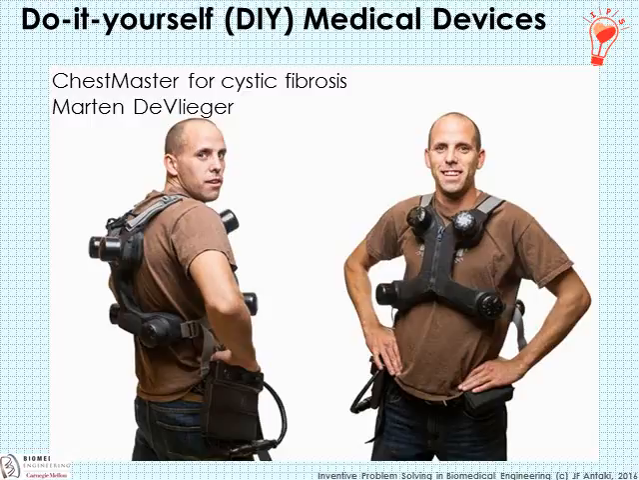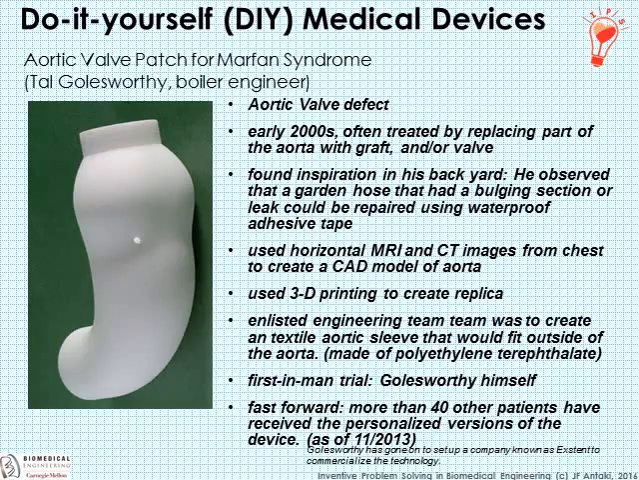One more example. Here's another example that I will read to you. It involves an aortic valve patch for Marfan syndrome developed by this gentleman, Tal Goldsworthy, a boiler engineer. He was diagnosed with an aortic valve defect. And this was in the early 2000s when the treatment was replacing a part of the aorta with a graft or a valve. He found inspiration in his backyard. He observed that a garden hose had a bulging section or leak that could be repaired using a waterproof adhesive tape. It's very much like an aneurysm in your aorta.